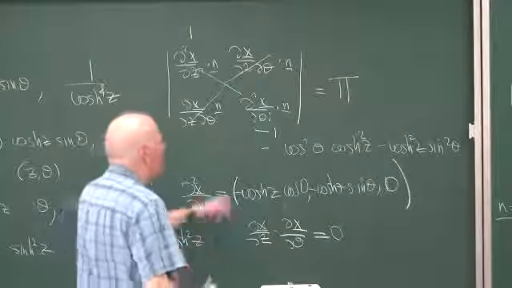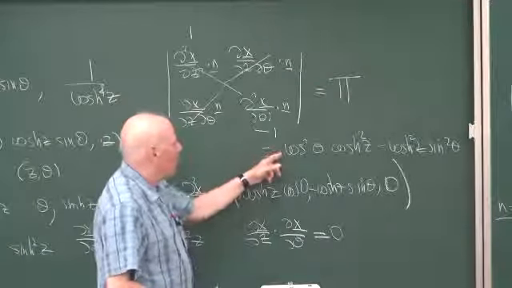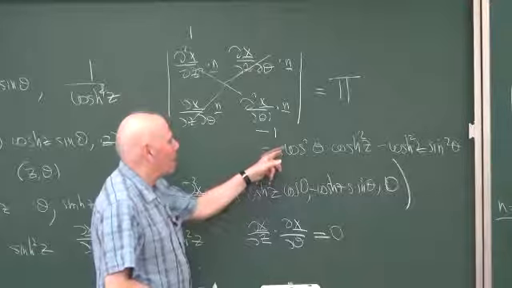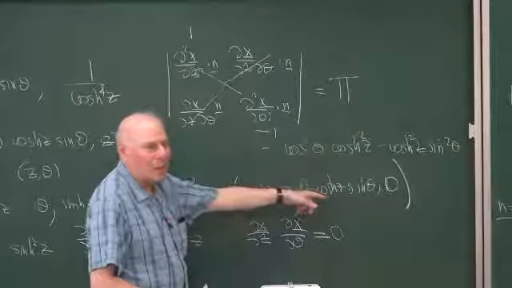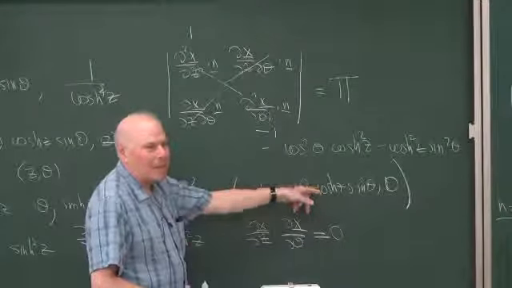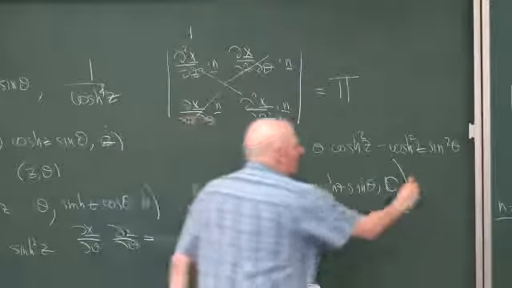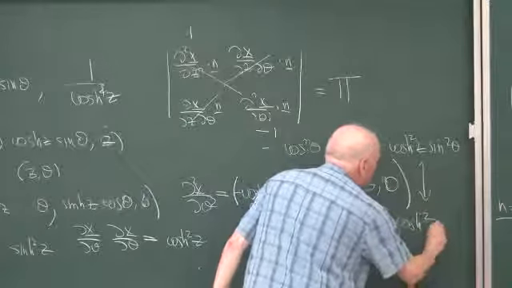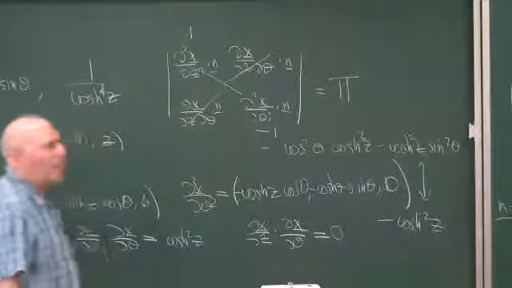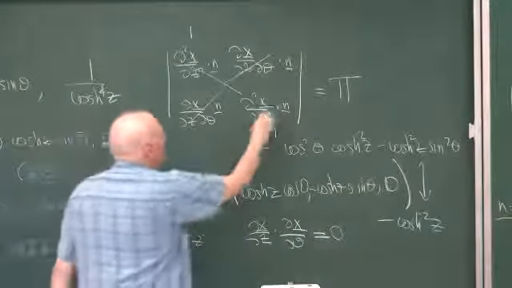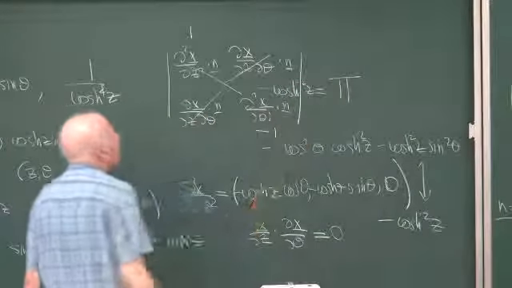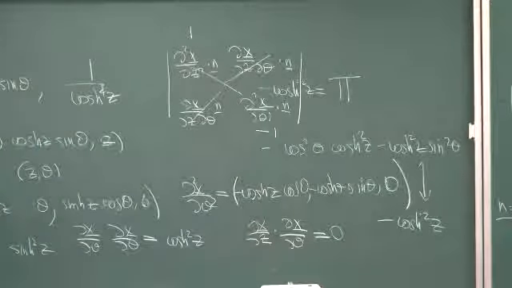So it's minus hyperbolic cosine squared theta times sine squared plus cosine squared. Okay, this is very nice. So it's minus hyperbolic cosine squared z. Okay, so this one you get minus hyperbolic cosine squared z over here.